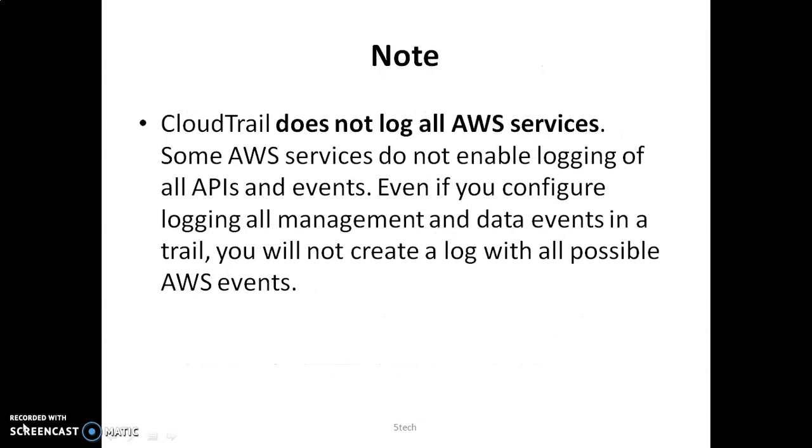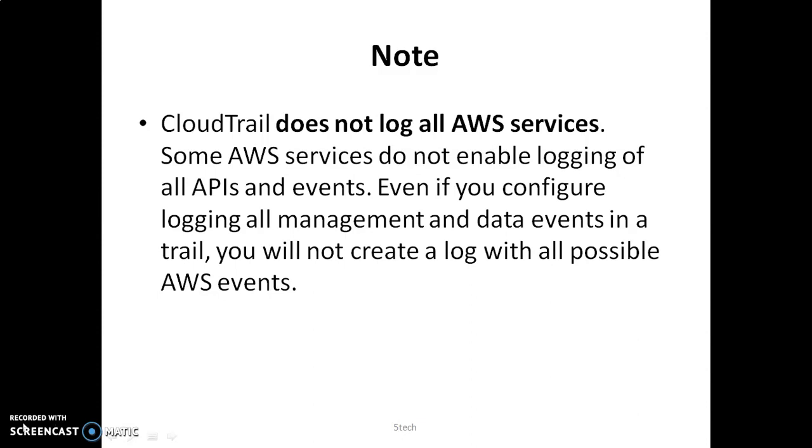Note, a very important thing: CloudTrail does not log all AWS services. There are umpteen services in AWS, and there are specific services which CloudTrail doesn't consider. So some AWS services do not enable logging of all APIs and events. Even if you configure logging of all management and data events in a trail, you will not create a log with all possible events.